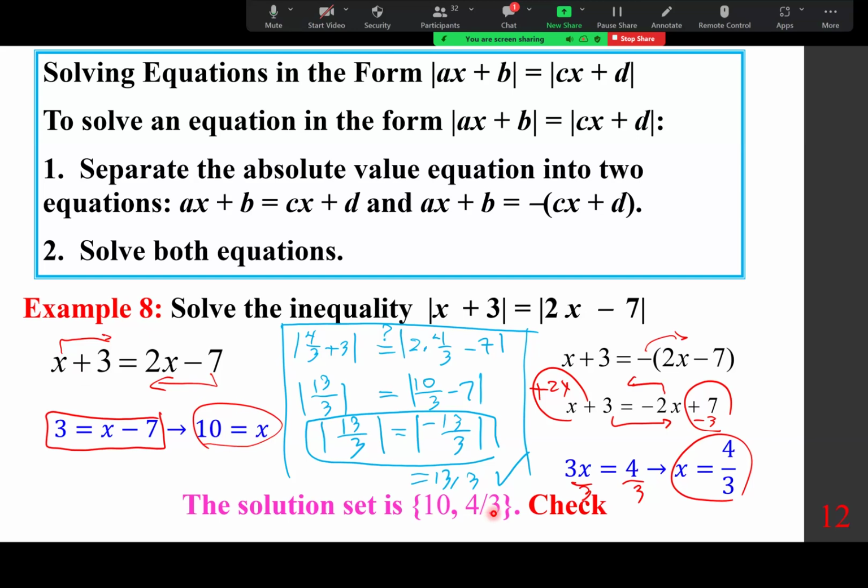And you can put number 10. 10 is easy to see. 10 and 3 is 13. So that's absolute value of 13, which is 13. 2 times 10, 20 minus 7 is 13, the same thing. So 10 is easy to see. I hope everybody's fine with that. It's pretty straightforward, as I said.